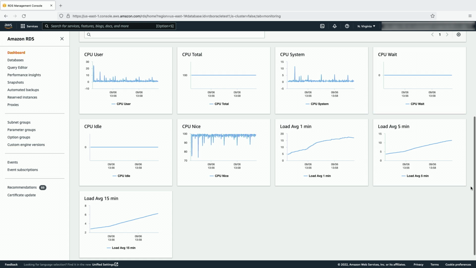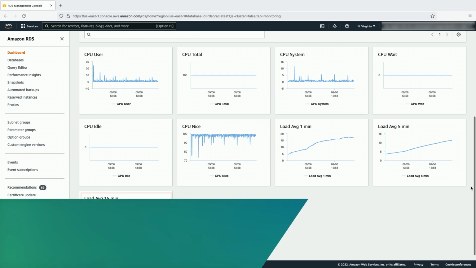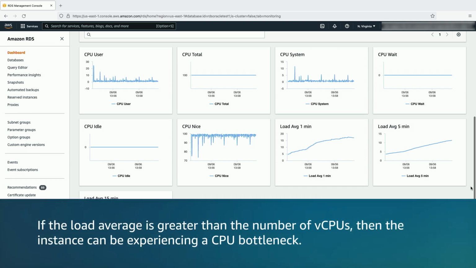Another important metric is load average that shows the number of processes requesting the CPU time. Enhanced monitoring shows the information for the last minute, the last 5 minutes, and the last 15 minutes. If the load average is greater than the number of vCPUs, then the instance can be experiencing a CPU bottleneck.